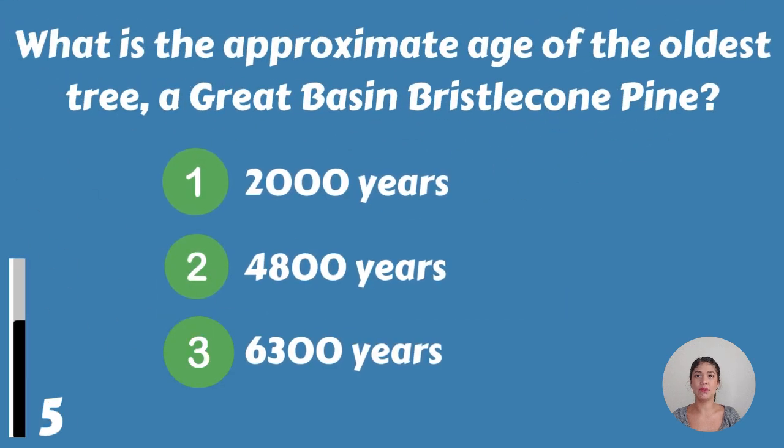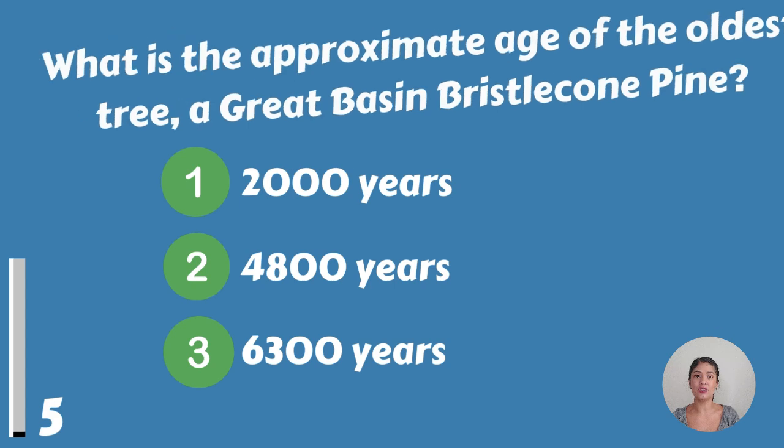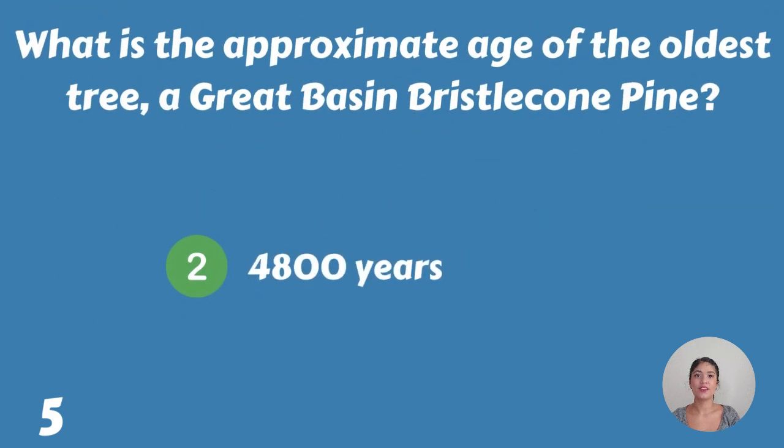What is the approximate age of the oldest tree? A Great Basin Bristlecone pine. 2,000 years, 4,800 years, 6,300 years. 4,800 years.